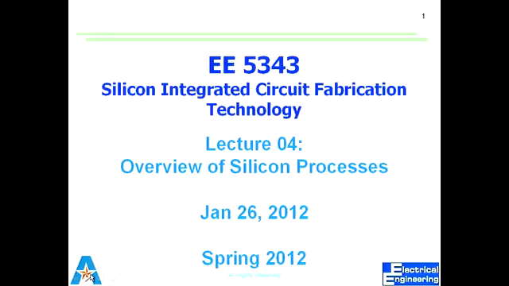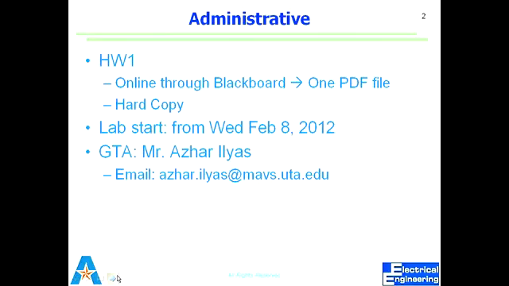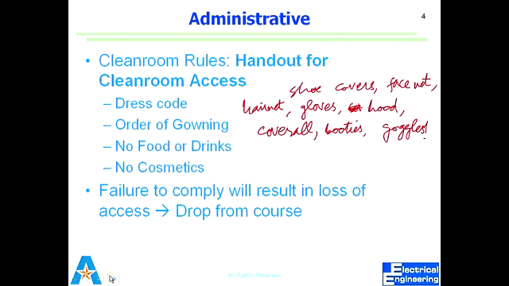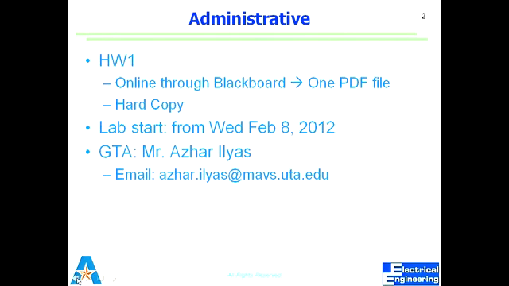First thing, we'll have lab from the week after, from February 8th. We're still waiting on a couple of chemicals, so that means the lab will start from Thursday, the Wednesday after next, which is February 8th. So this is again the email address of the GTA.